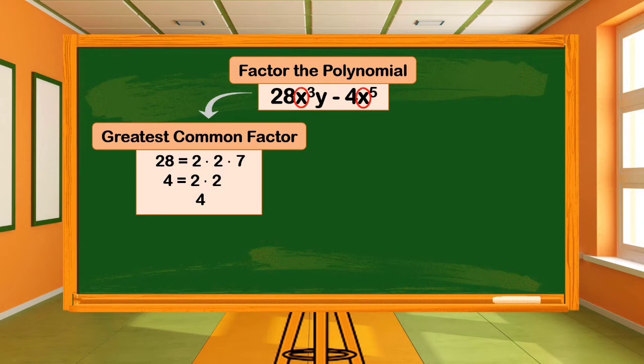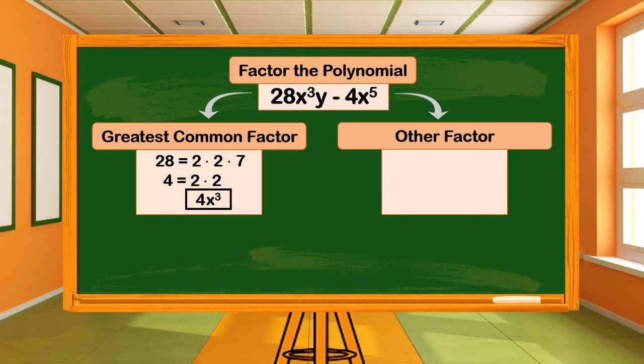Then just get the common variables in each term, which has the least exponent. Since x is common to all terms, and 3 is the smallest exponent for x, therefore, the GCF of the variables is x cubed. Hence, the GCF of the given polynomial is 4x cubed.